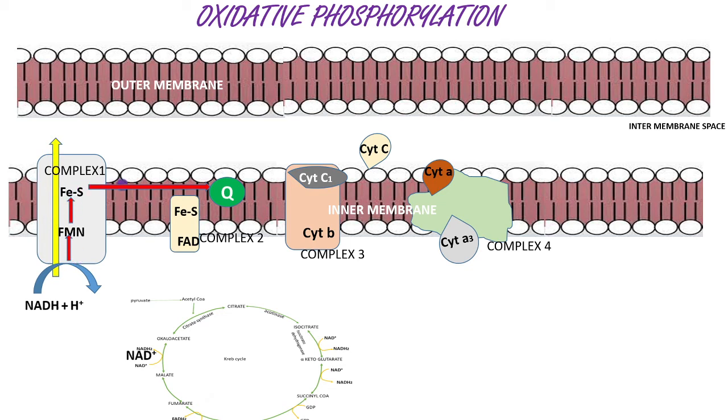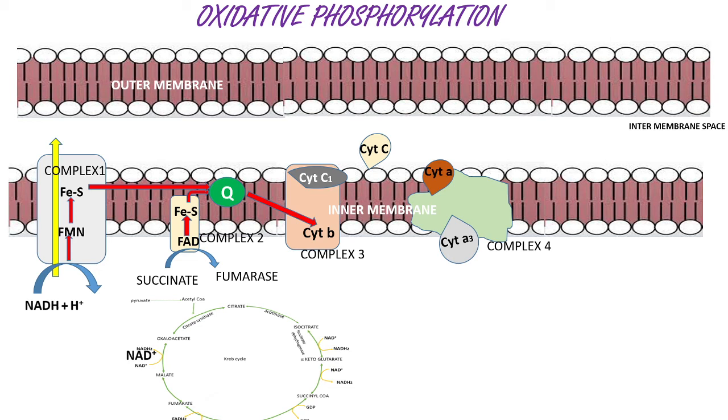Likewise, in the case of complex 2, when succinate is converted into fumarate, succinate dehydrogenase catalyzes this reaction, and succinate releases 2 electrons which are taken up by FAD, and from FAD the electrons are taken up by the iron-sulfur cluster, and from the iron-sulfur cluster the electrons are taken up by ubiquinone. Ubiquinone in turn transfers these electrons to cytochrome B.